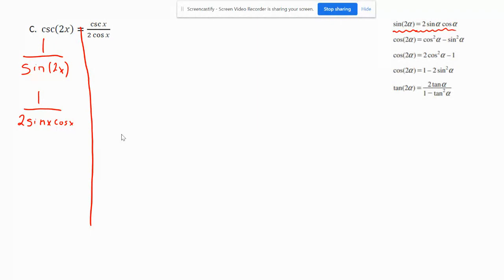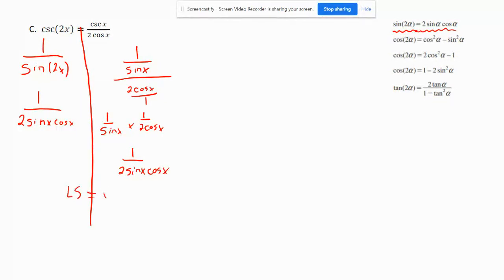On our next one, on the right hand side, we have cosecant in the numerator, so it's the same thing as 1 over sine x. With the denominator, I'm going to make this 2 cos x over 1. I don't want to divide a fraction by a fraction, so I'm going to multiply by the reciprocal. So it's 1 over sine x times 1 over 2 cos x, which is 1 over 2 sine x cos x. So our left side equals our right side.